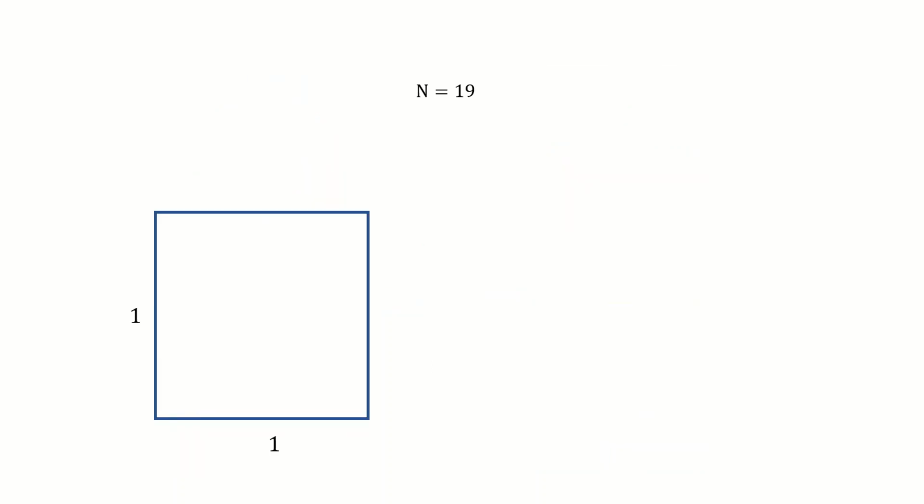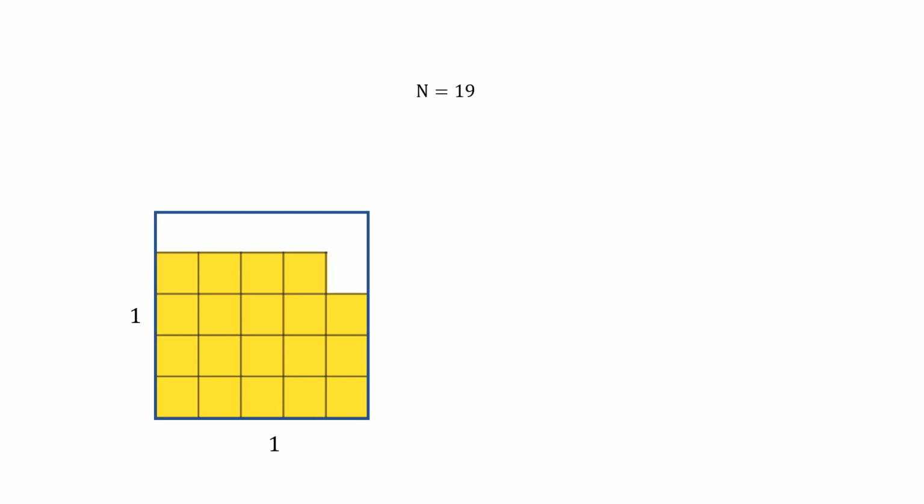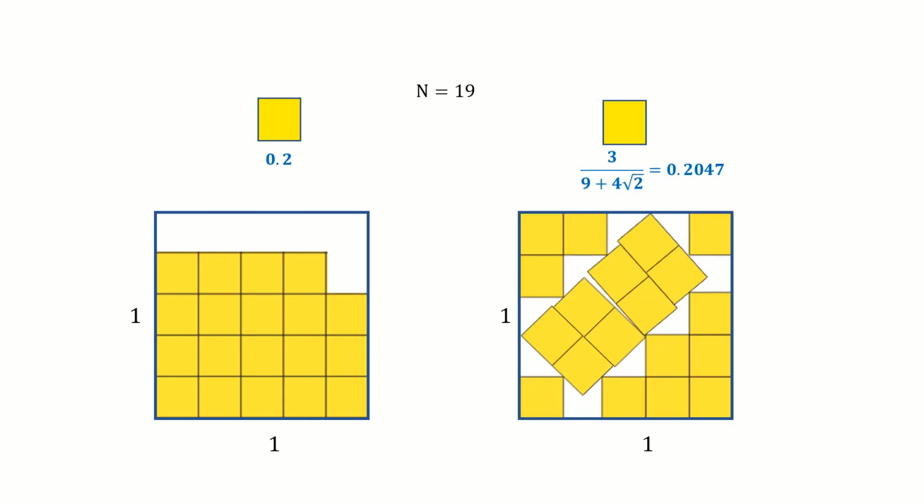For 19 tiles, you can do this and it gives you 0.2, or you can do this and it gives you a little bit larger size than 0.2.